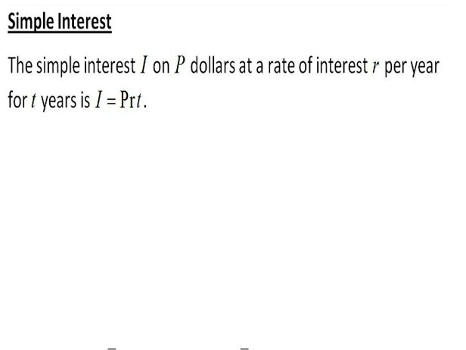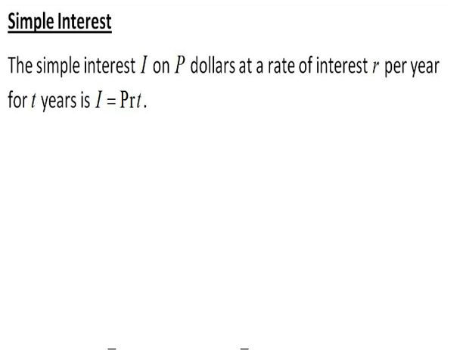Now the first formula you need to know is the formula which gives you the amount of interest that is earned or builds up over an amount of time t. So this formula says that if the simple interest I on P dollars, so P is the initial amount, at an interest rate of R per year for T years is I equals P times R times T.